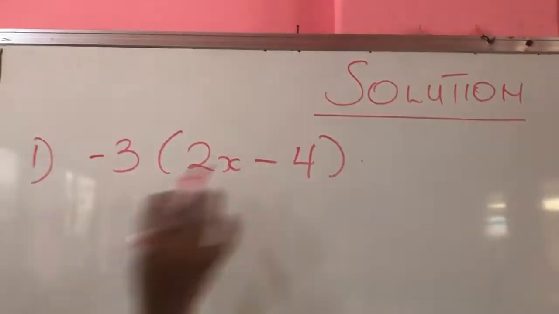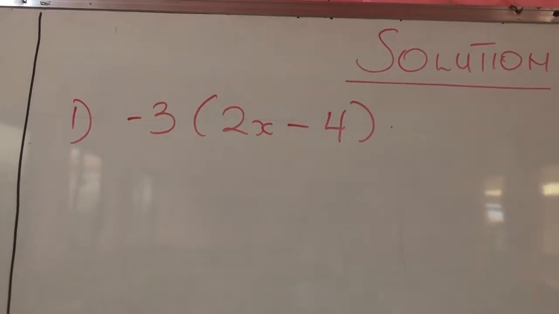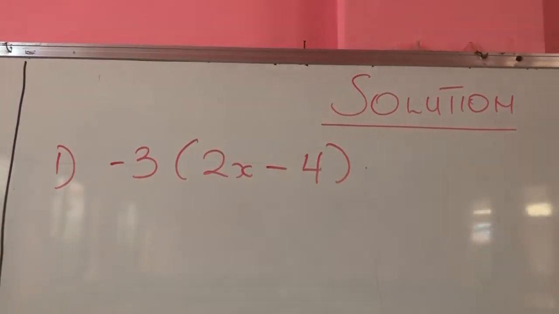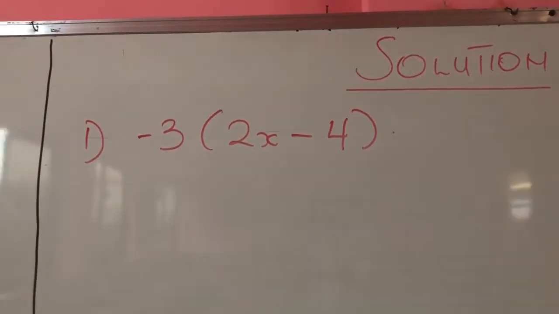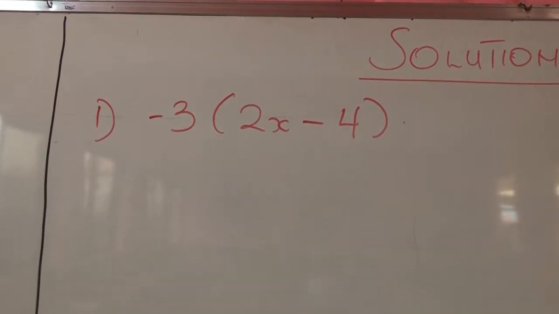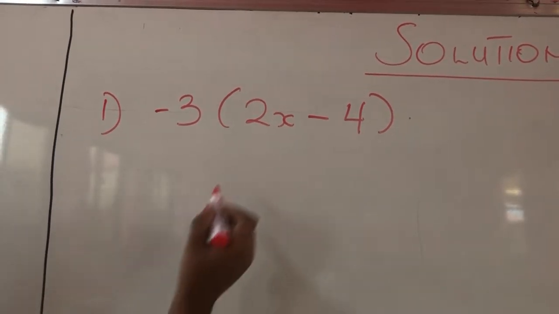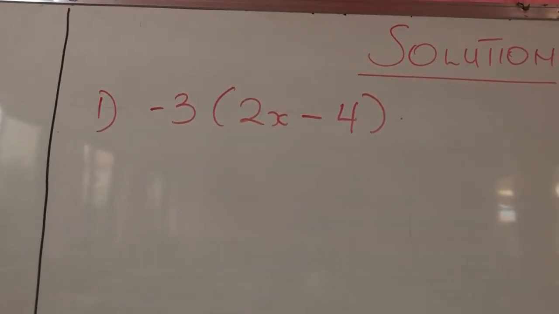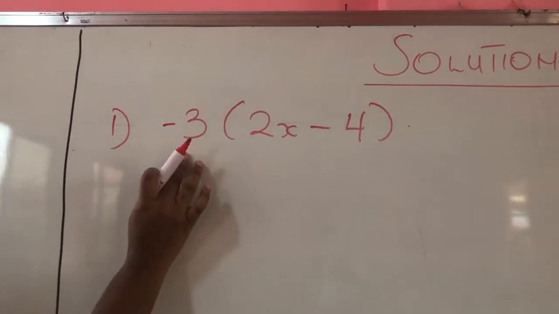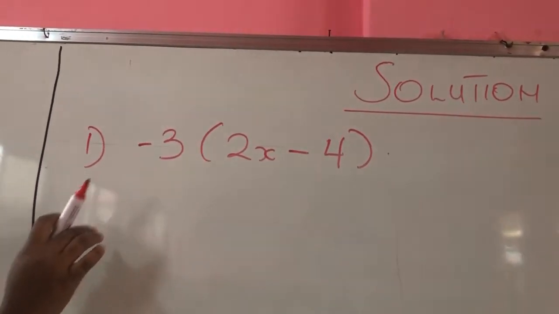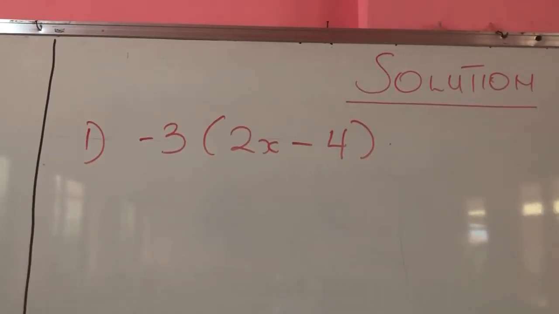Now what do you see here? We are supposed to expand this, but this 3 here, it's not a positive 3. It is a what? A negative 3. Now when you're expanding your equation or you are opening your bracket, the number outside the bracket is supposed to multiply each member in the bracket. That is the first thing.